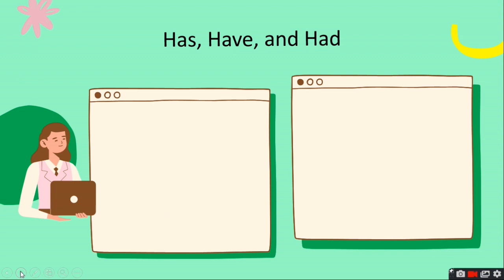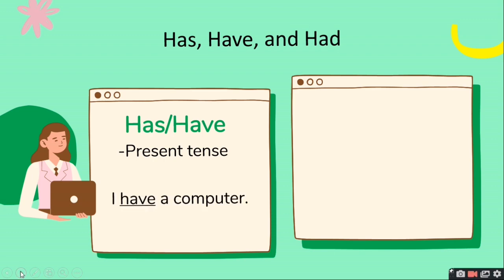Now, let's go back to the main topic, has, have, and had. The verbs has and have are in the present tense. We use has and have when we want to talk about things we or other people are currently experiencing, or when we want to express things we currently have or other people have at present. For example, I have a computer. The sentence expresses that I have a computer now or at present. She has a knee injury. It implies that she currently has a knee injury.